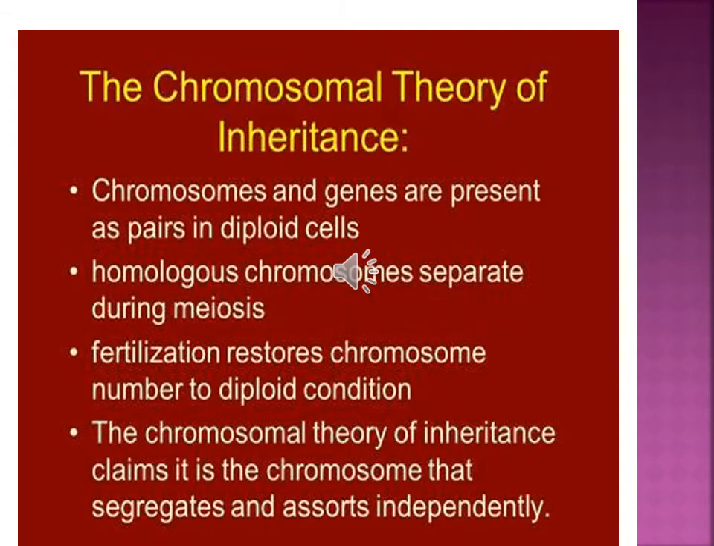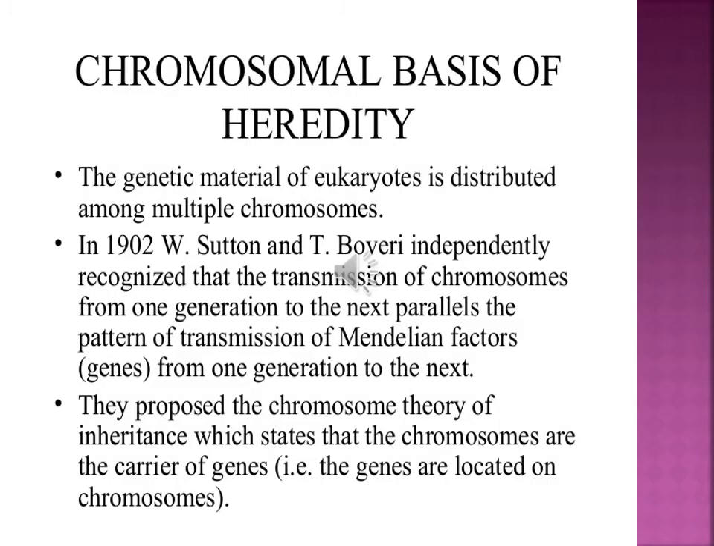Chromosomes and genes are present as a pair in diploid cells. Diploid cells means 2n chromosomes. Then homologous chromosomes separate during meiosis. Fertilization restores the chromosome number to the diploid condition. The chromosomal theory of inheritance claims it is the chromosomes that segregate and assort independently. Chromosome is the basis of heredity.